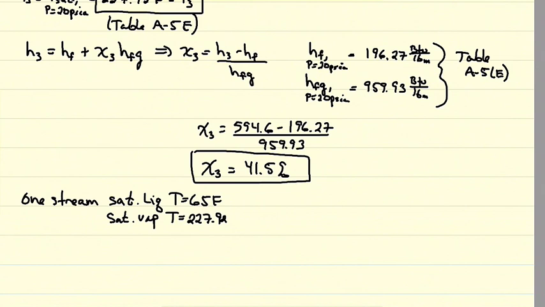And so correspondingly, our quality is less than 50% because some of the energy to vaporize the first stream first went into raising its temperature up to 227.92. And so that's why we don't have a quality precisely at 50%. Okay, so this concludes this example problem.